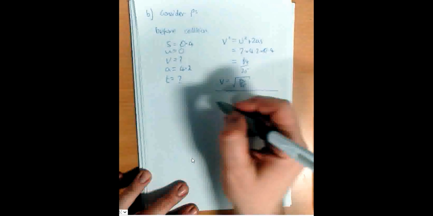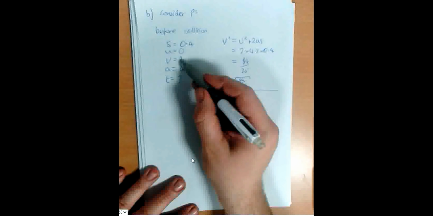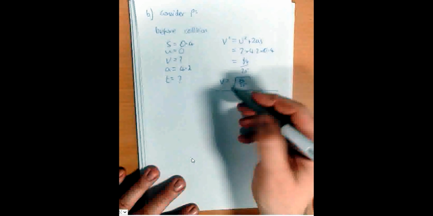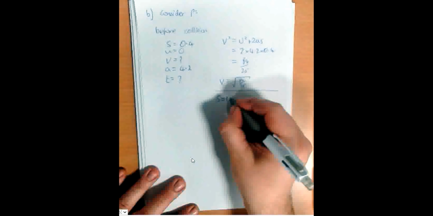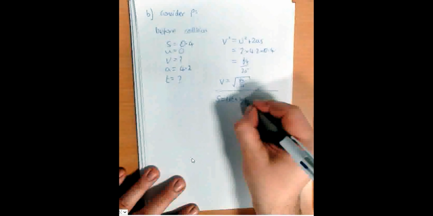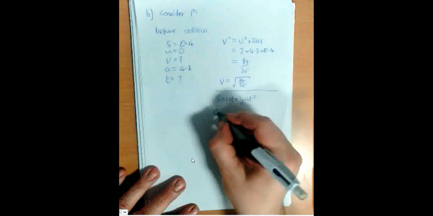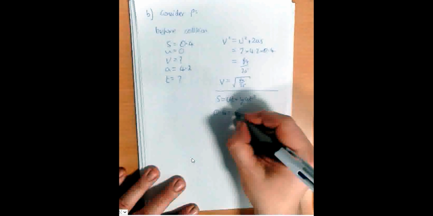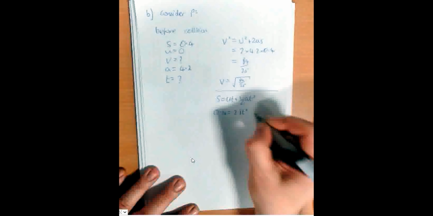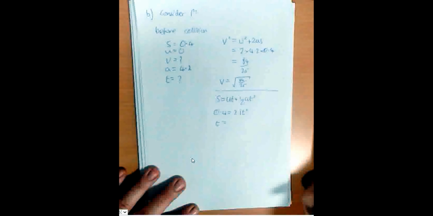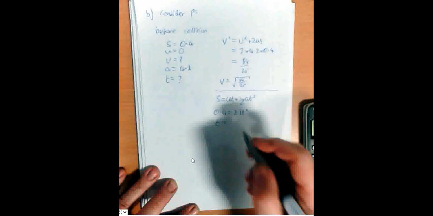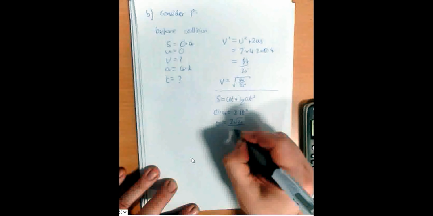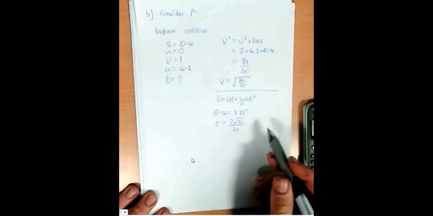To find the time, well, I won't use v because I've just worked it out and it might be wrong, so I'll use what I've already got. s equals ut plus half at squared, 0.4, u is 0, half of a is 2.1, 2.1 t squared, so t is the square root of 0.4 divided by 2.1. 2 root 21 over 21. And again, I'll leave it like that because it's accurate.